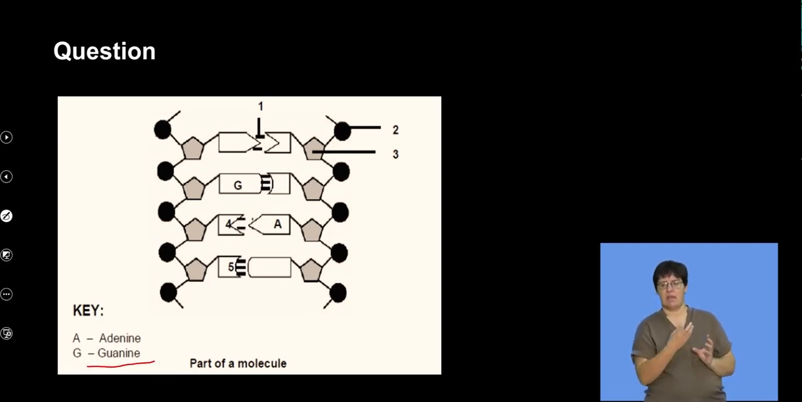There's a key that's been provided, and that key again refers to the specific shapes and names of these nucleotides. So that's what's been given to us.